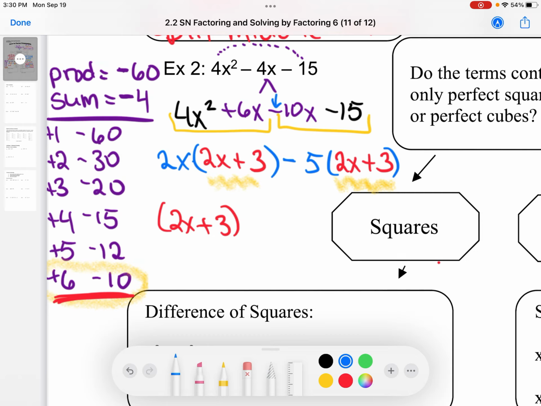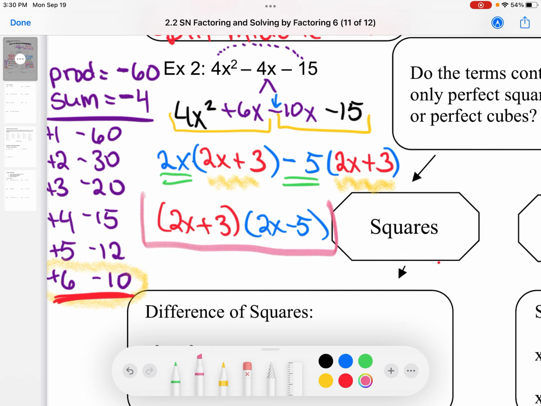So that 2x plus 3 is one of the factors. The other factor would be the 2x minus 5. And this is factored form. Again, you can write the parentheses in the other order if you'd like. This is factored form. Okay. Find the product and the sum, find the magic numbers, split the middle term with the magic numbers, then group and greatest common. Now, that's the method for 3-term factoring.